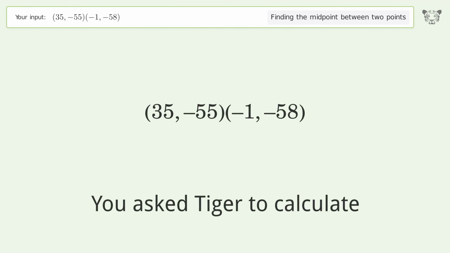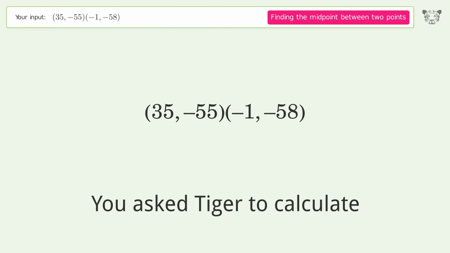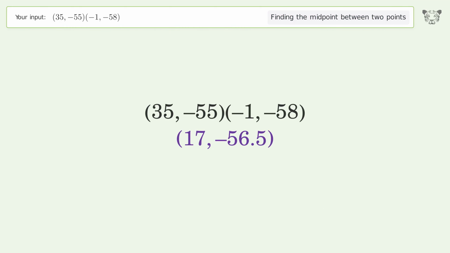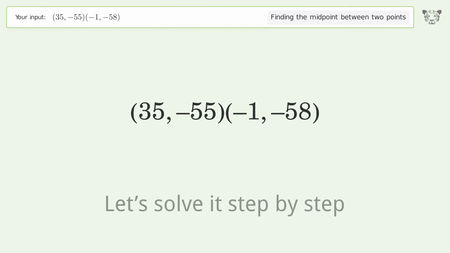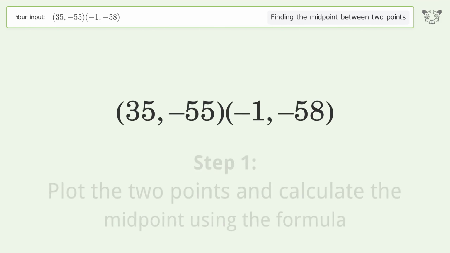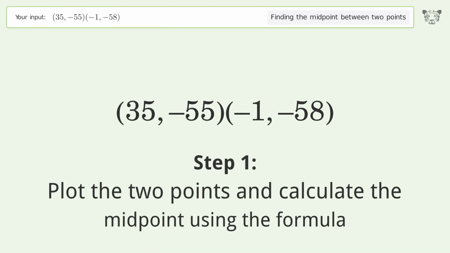You ask Tiger to calculate. This deals with finding the midpoint between 2 points. The midpoint between the 2 points is 17, -56.5. Let's solve it step by step. Plot the 2 points and calculate the midpoint using the formula.